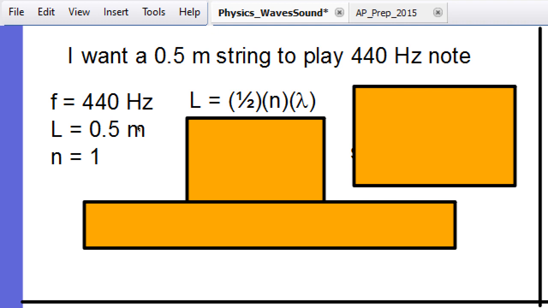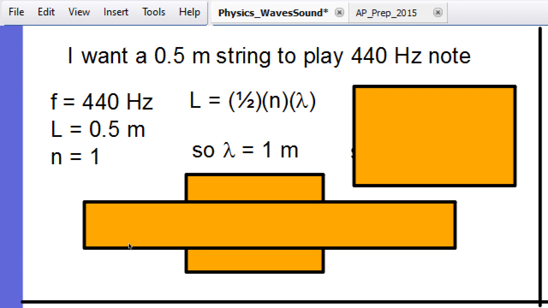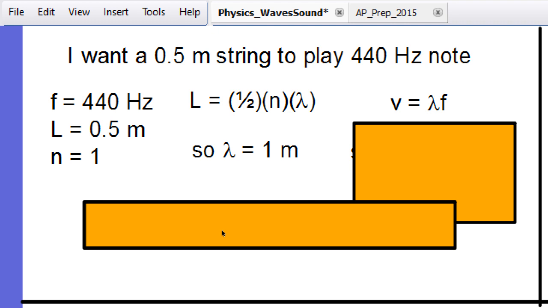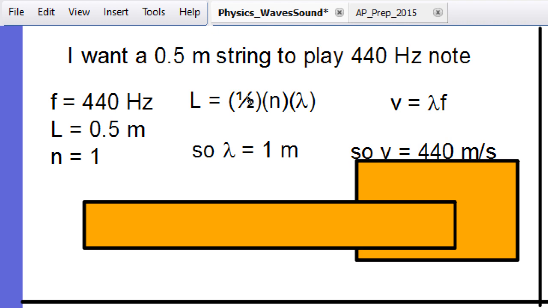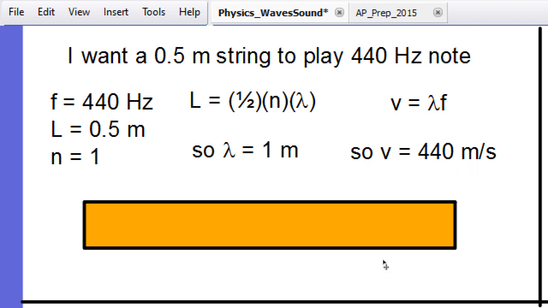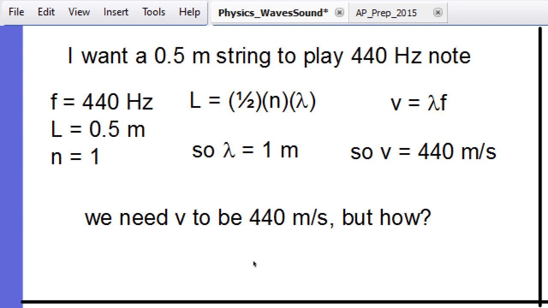Alright, well we know that the length of the string has to be 1/2 times n times wavelength. So we can solve for what the wavelength has to be, right? It's going to be 0.5 equals 1/2 times 1 times wavelength. So the wavelength is 1. Now that we know the wavelength and we know the frequency, we can solve for the speed. So we need the speed of a wave on our string to be 440 meters per second.